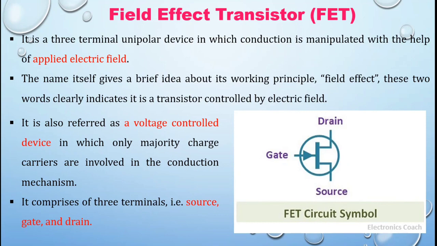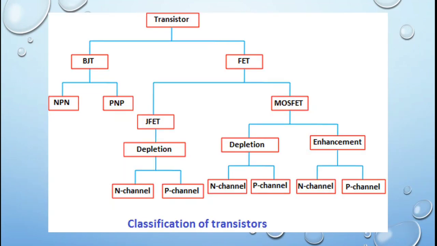So these are the types of field effect transistor. Basically, a transistor is classified into two types, BJT, bipolar junction transistor, and field effect transistor. We have already discussed NPN and PNP transistors. Here the FET is further classified into two types: JFET, junction field effect transistor, and MOSFET, metal oxide semiconductor field effect transistor.